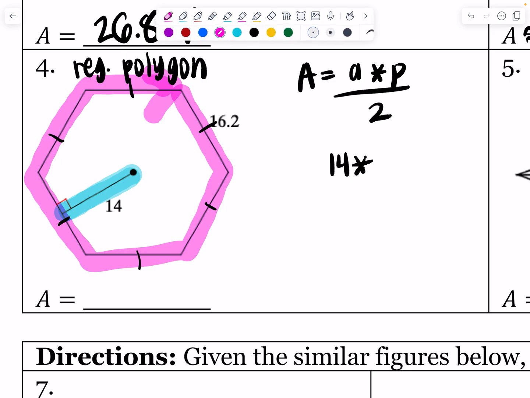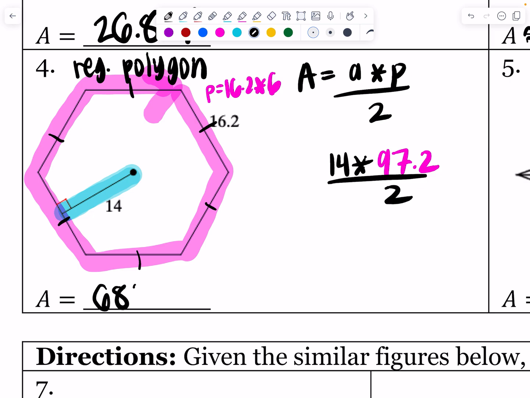So my perimeter is going to be calculated by doing 16.2 times 6. Well, what is 16.2 times 6? I'd have a perimeter of 97.2. I'm going to multiply that by my apothem and divide by 2. So times 14 divided by 2. And I'm going to get 680.4. It doesn't have units here, so we're just going to put units squared.